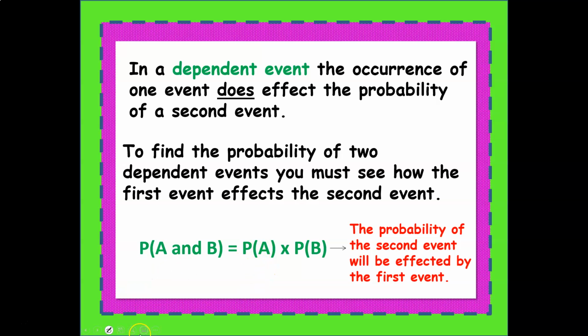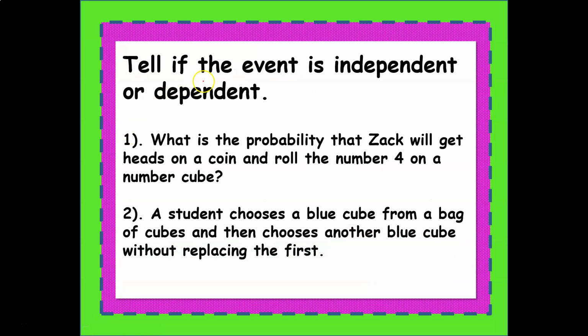So let's look at some dependent events. Make sure you pause the video if you need more time to get this written down. This will be important to look back on today when you're working on your activity. To tell if an event is independent or dependent, that's your first step. You have to think about, are these events independent of each other? Do the probabilities affect each other or not? If they affect each other, they are dependent. If they do not affect each other, they're independent.